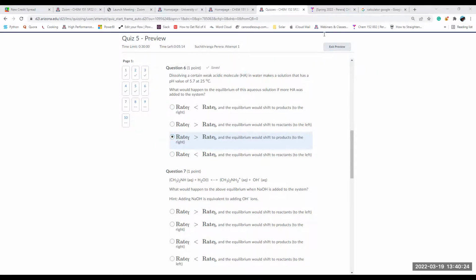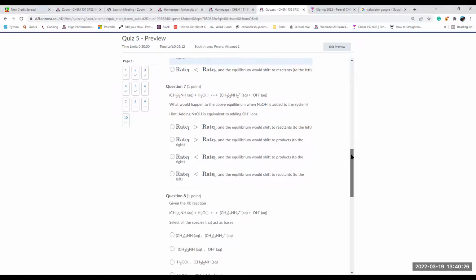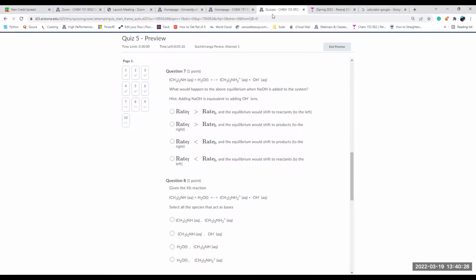Now, moving on to question 7. Again, it's a kinetic perspective. What would happen to the above equilibrium when NaOH is added to the system? NaOH, remember, is a strong base. It's going to provide OH minus ions. That means you are adding this species over here, right?